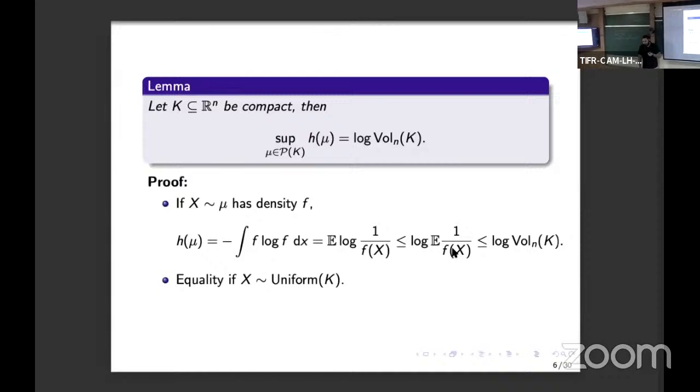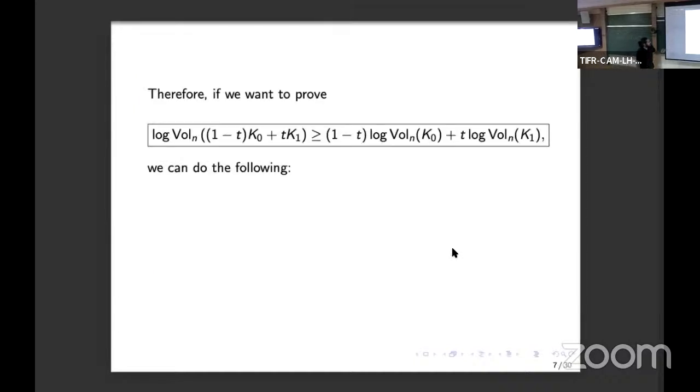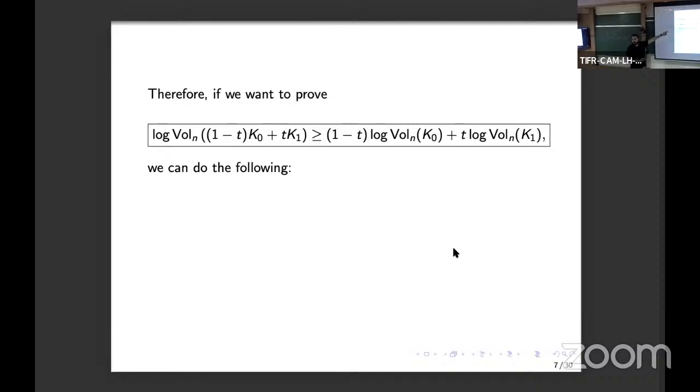We have some notion of entropy to encode volume, and now if I want to prove this inequality, this is the multiplicative version. So I'll prove for you the multiplicative version of Brunn-Minkowski. I just took the log. So this is like this.